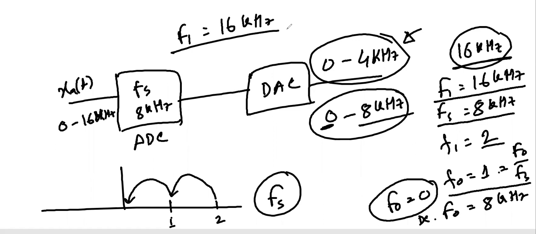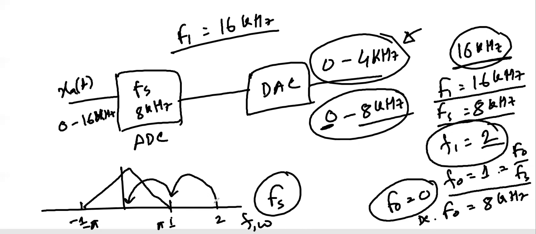Whenever we are talking about the alias signal, that should be inside your original baseband. Where is the baseband? Between -1 to +1. That is your baseband from the f point of view, or from the omega point of view, from -pi to +pi. What is the baseband? So whenever we are talking about this, f1 is equal to 2, that is at this point.